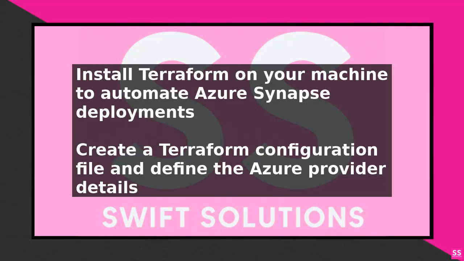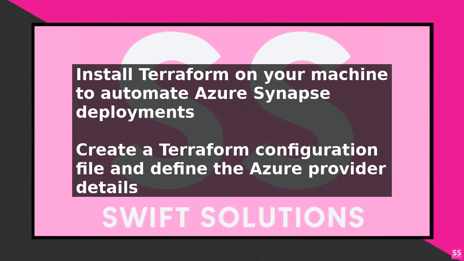To automate Azure Synapse deployments with Terraform, start by installing Terraform on your machine. Terraform is an infrastructure as code tool that allows you to define and deploy cloud infrastructure using a human-readable configuration file. First, create a Terraform configuration file, typically named main.tf, and define the Azure provider.